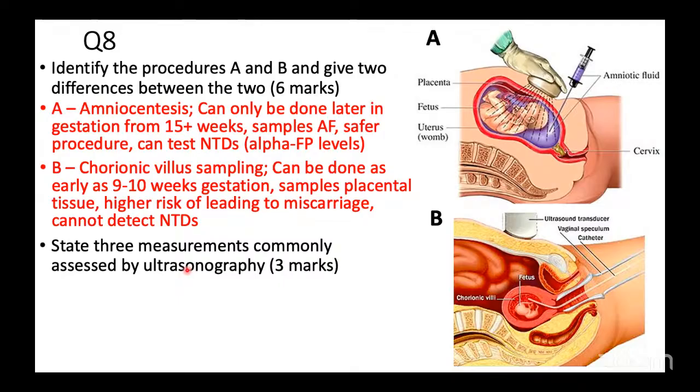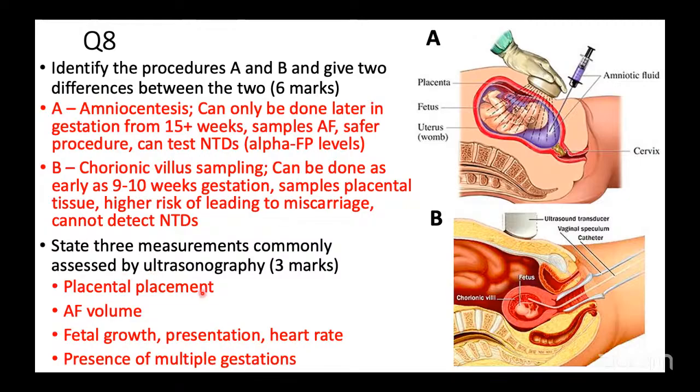Part B, state 3 measurements commonly done by ultrasonography. So, placental placement. You'll be able to detect whether the placenta is on the normal part, which is the fundus, or whether it's a low-lying placenta, which we call placenta previa. You also detect the amniotic fluid volume to detect either oligohydramnios or polyhydramnios. So the indices exist that once it's above or below that, you have either polyhydramnios or oligohydramnios, okay?